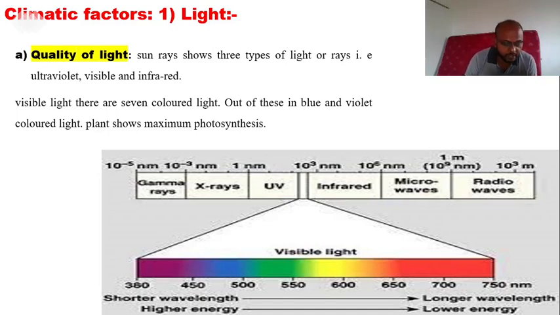When the violet light and blue colored light are fixed by the green plant, there is a very high rate of photosynthesis. That means the rate of photosynthesis is maximum in that light. This is called the quality of light. Quality means that not all types of light are important. Only visible light is important for photosynthesis. So this is about the quality of light.